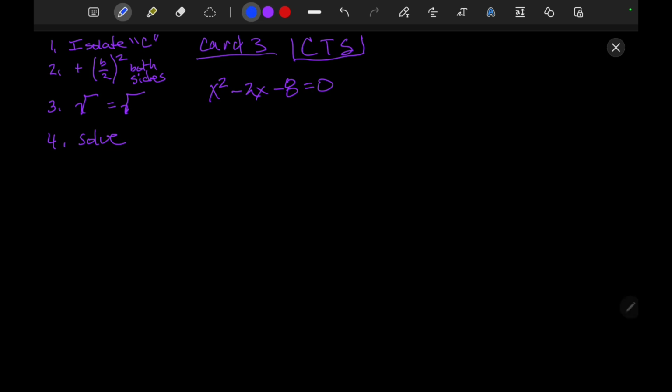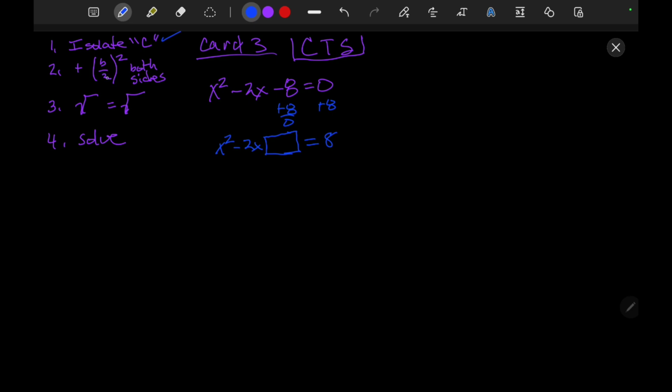So I need to isolate the constant. So I need to add to get 0 from negative 8. So I'm going to add 8 to both sides. When I add 8 to both sides, this gives me 0. I am left with x squared minus 2x equals 8. I'm leaving this space on purpose. This space right here, leave it. If you need to draw that rectangle to know that that space needs to be there, then do that. All right?